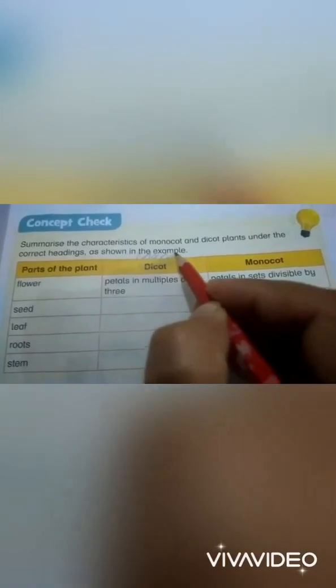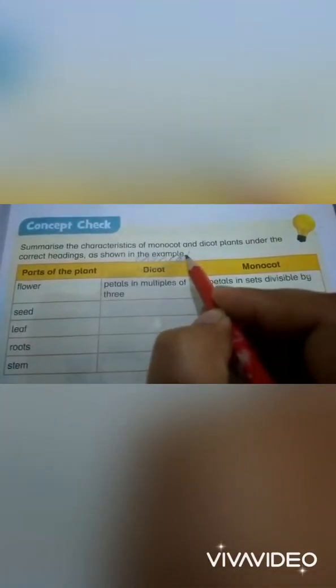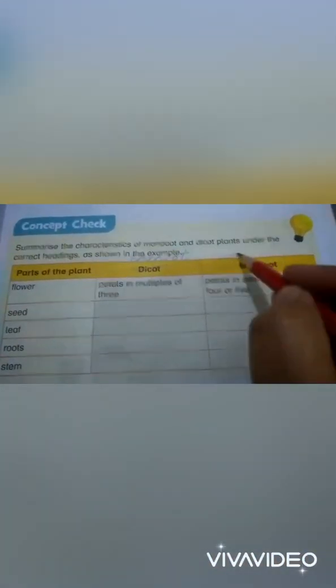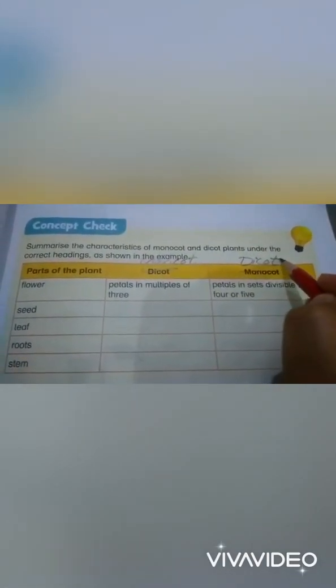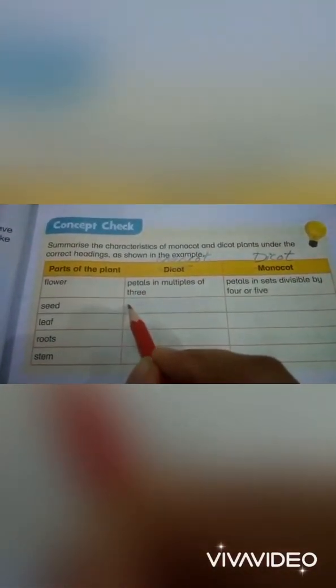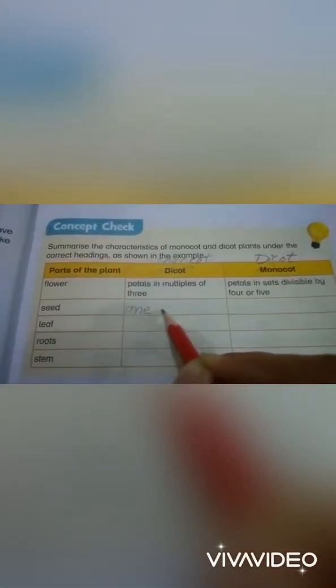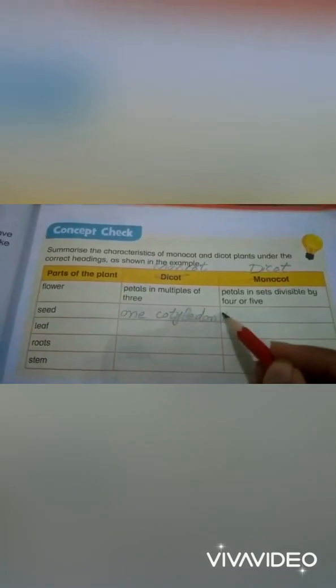Monocot and dicot. The monocot seed has only one cotyledon. Basically, cotyledon has food inside, and the dicot seed has 2 cotyledons.